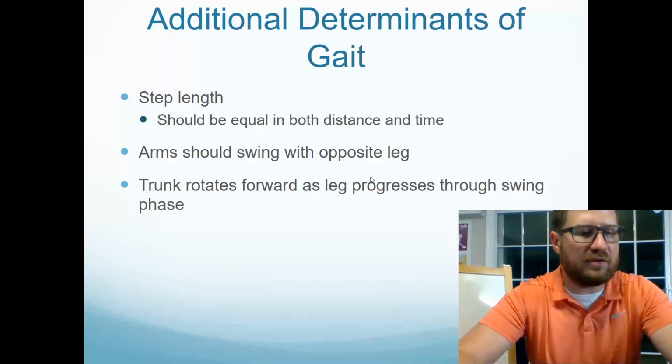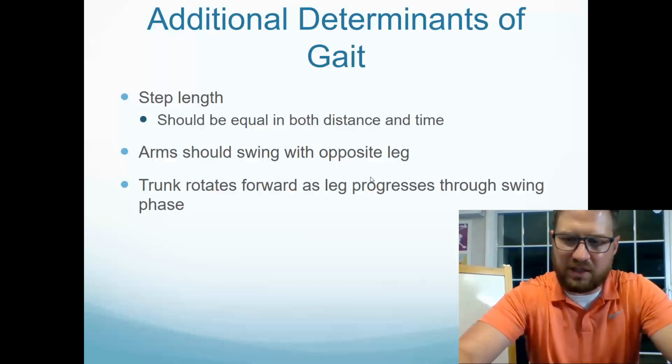If you've ever looked at little kids walking in like the supermarket or the mall or wherever with their moms or dads, mom and dad seem to be walking at a normal speed, and the little kids seem to be running to keep up because their stride lengths are so much less.